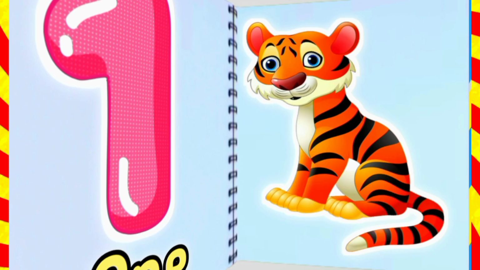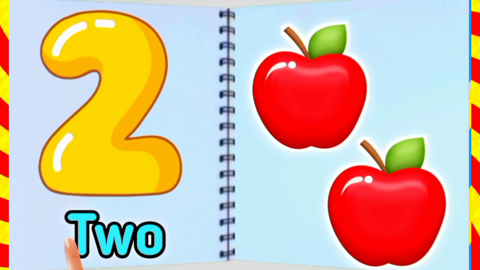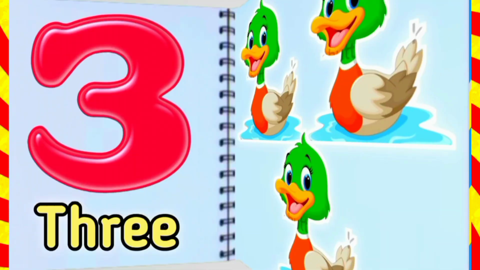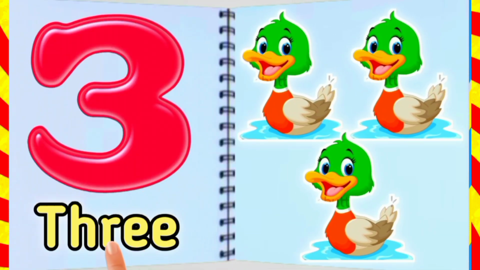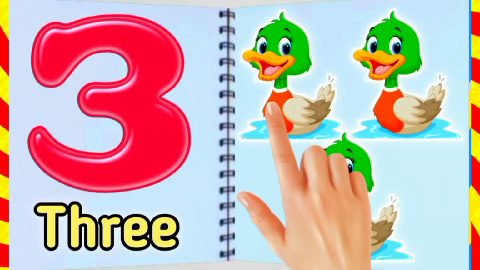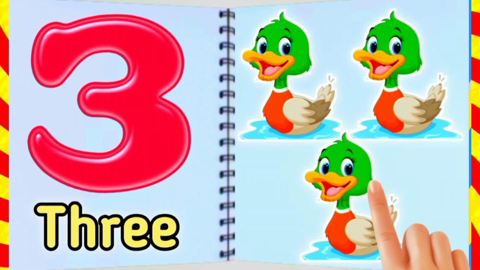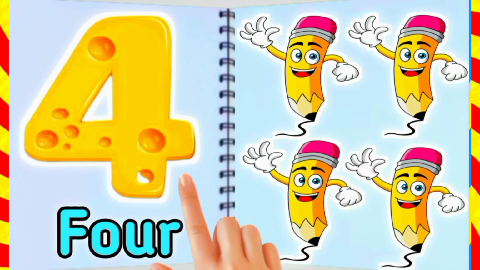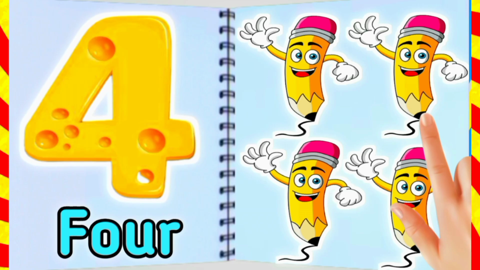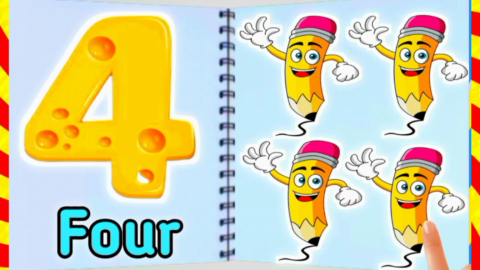One tiger. Two apples. Three ducks. Four pencils. 1 2 3 4.